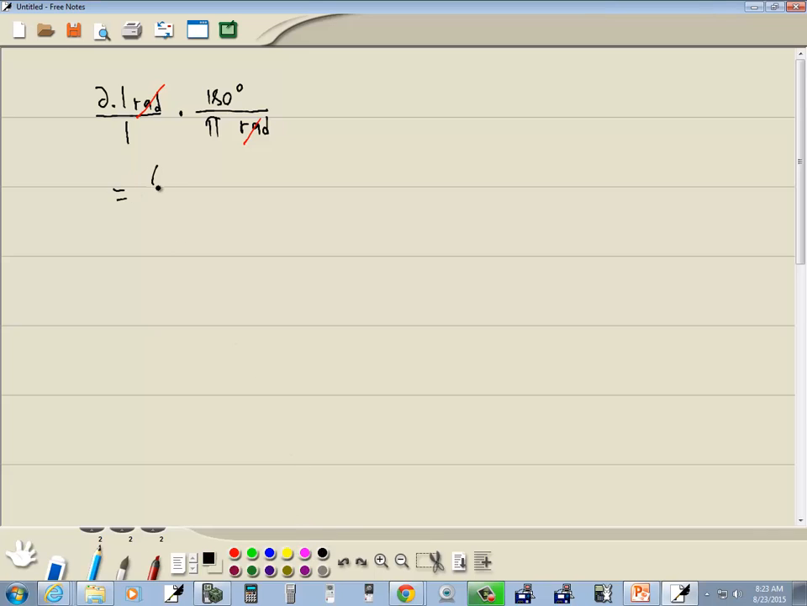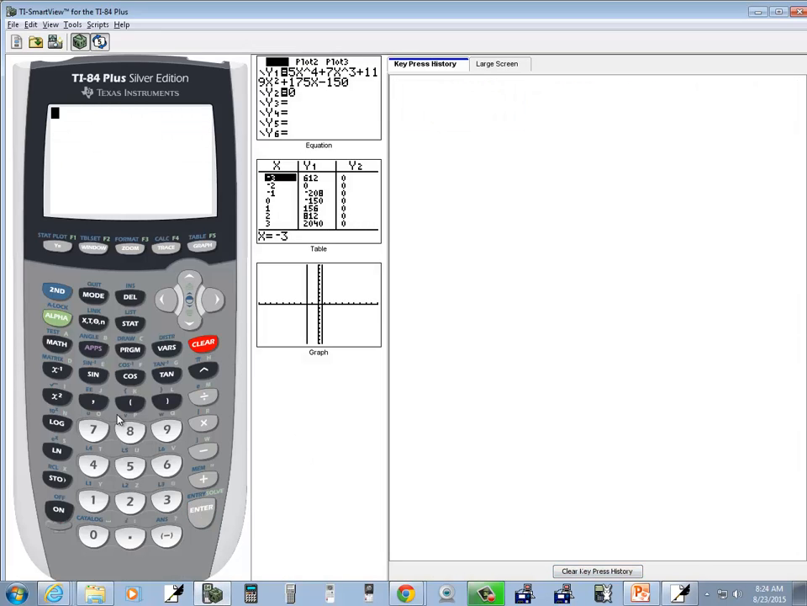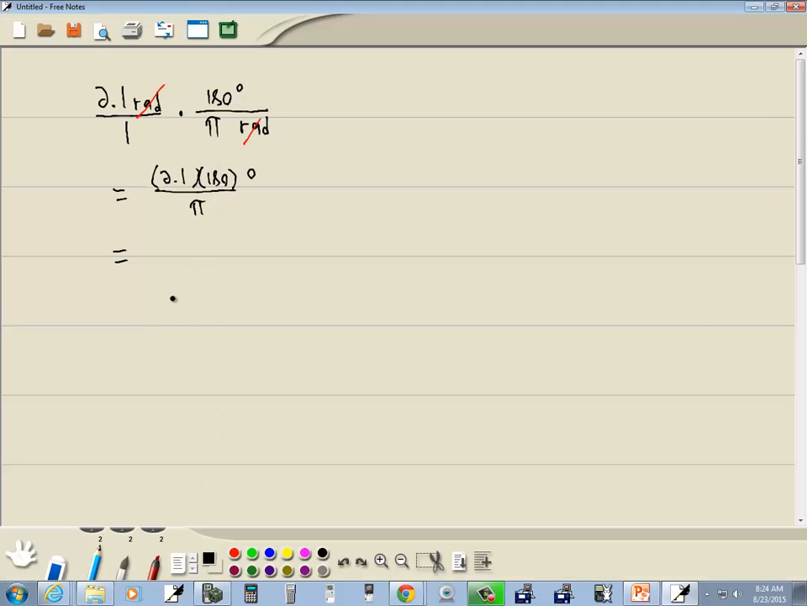So up on top, we're going to have 2.1 times 180, and then down the bottom, 1 times pi is pi, and my degree mark. Whenever you have more than a single number or single pi or single anything on top and bottom of your fraction, you have to put parentheses around that part. Now sometimes it's optional, sometimes you have to have it, so just good practice, I'll always do it.